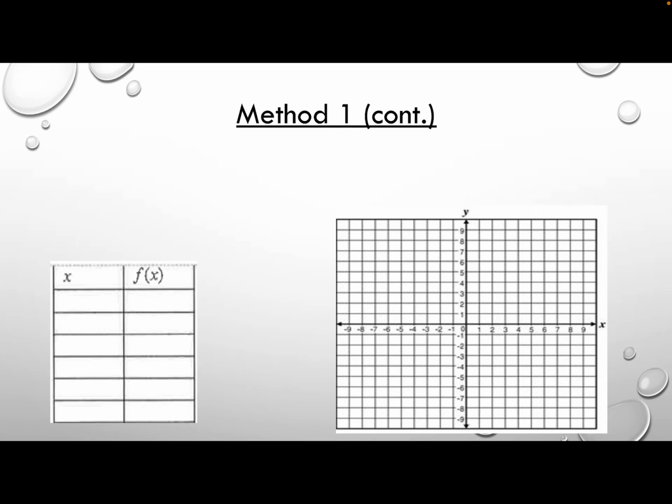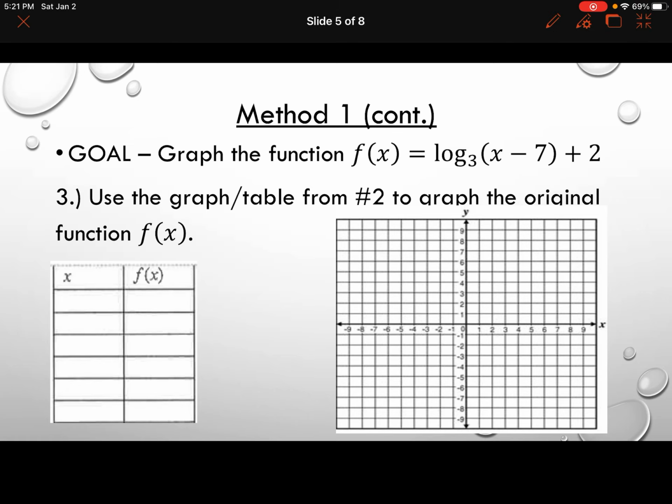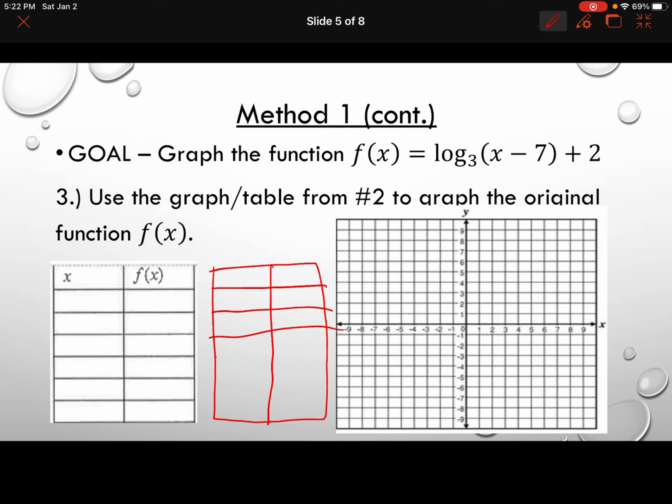So in the original table, let me see if I can remember these. Actually, I'm just going to redraw it here, so I don't have to keep on switching back and forth. In the inverse table that we just did in the previous slide, we had negative 1, 0, 1, 2, 3, 4 for x, and 7.04, 7.11, 7.33, 8, 10, and 16 for y.